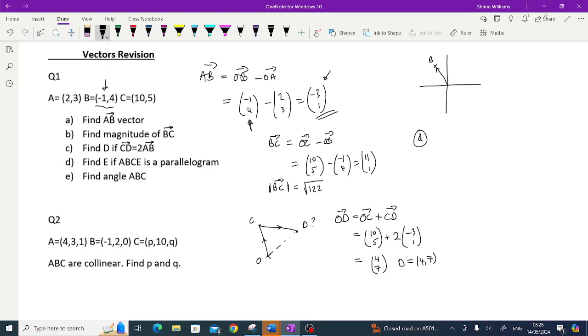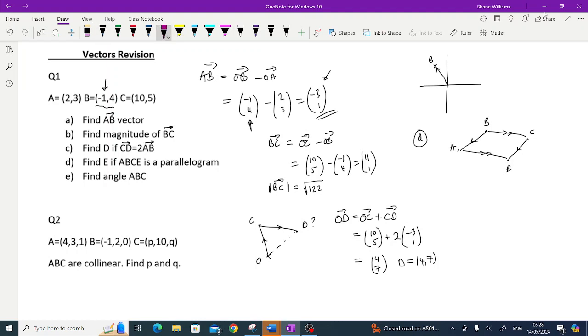Part D, parallelogram. Here's A, here's B, here's C, let's say. And now E, where could it be to form a parallelogram? Well, it could be here. So we've got C to E here is parallel to B to A, mine doesn't look that good, and B to C should be parallel to A to E, something like that.